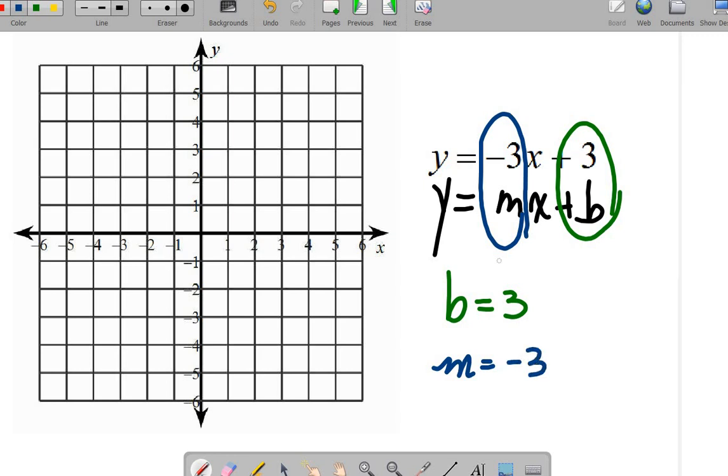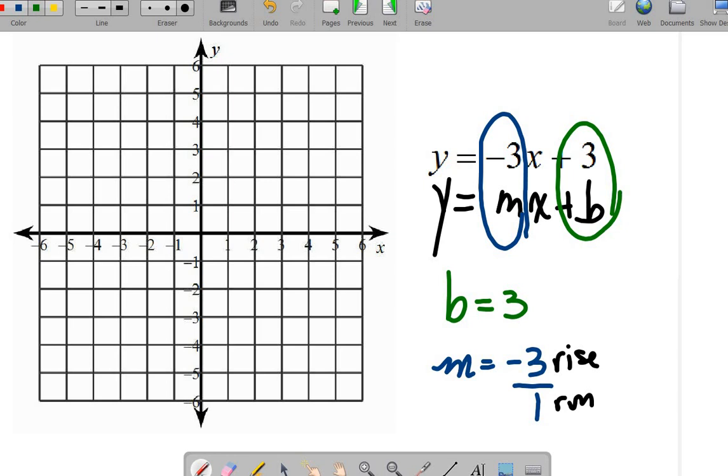Now notice our slope is a whole number. Whenever you have a whole number, automatically put it over 1. Never just write it as a whole number. Automatically put it over 1. Because remember, slope is rise over run. So you've got to have that 1 there.